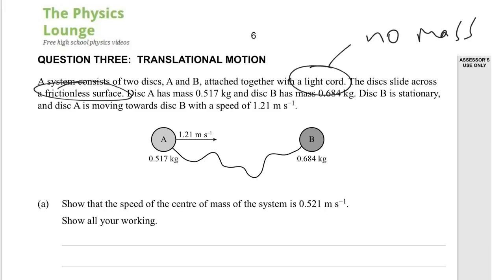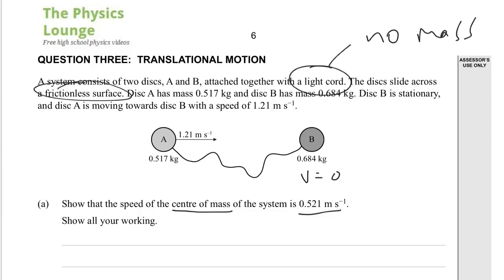Disc B is stationary, so velocity equals 0 for disc B, and disc A is moving towards disc B with a speed of 1.21 meters per second. A. Show that the speed of the center of mass of the system is 0.521 meters per second. Show all your working.